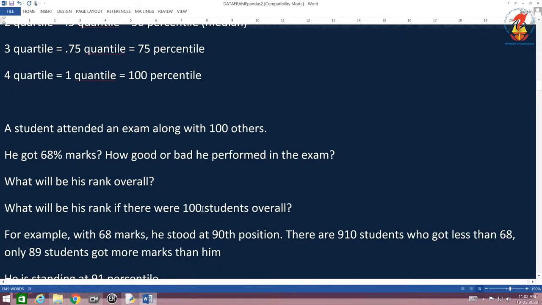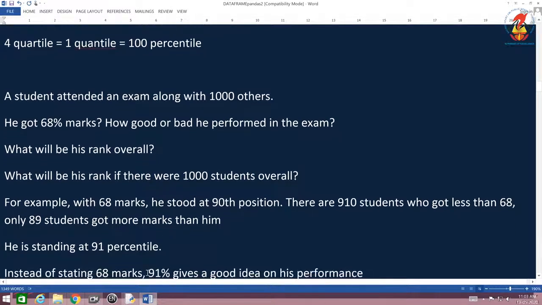This 910 is for that 1,000 only. So yeah, this is it. That means if with the 68 mark, he is standing at the 90th position, there are other 910 students who got less than 68. So only 89 students got more marks than him, correct? So in that case, his 91 is his percentile.